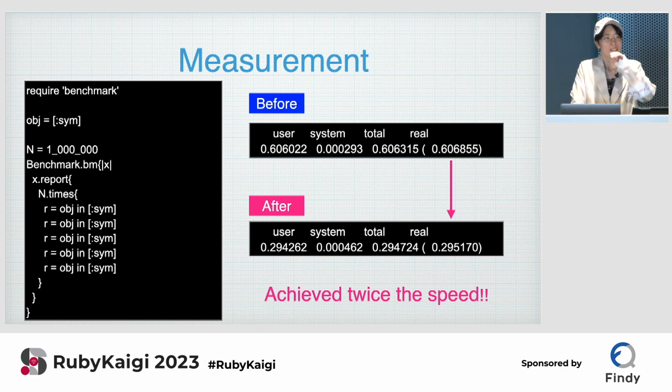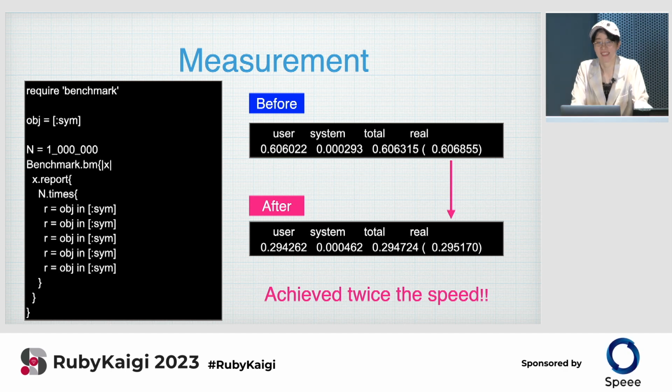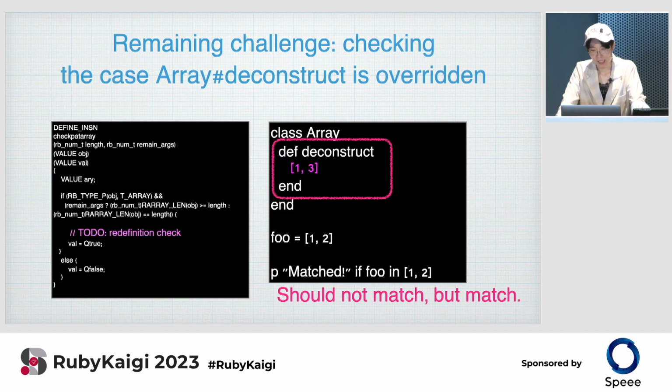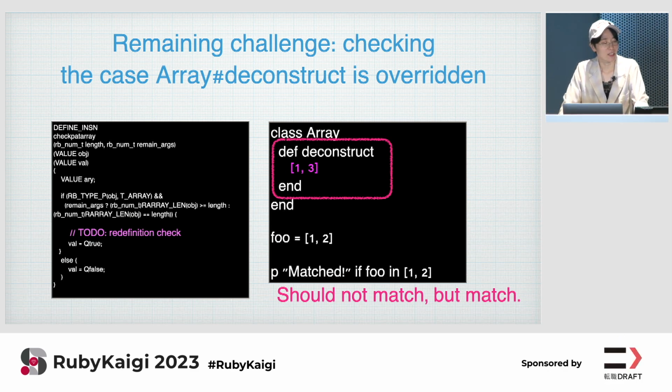But it is actually not perfect, because I can't support checking the case where array's deconstruct is overridden. Of course, Ruby can open a class and override any public method.